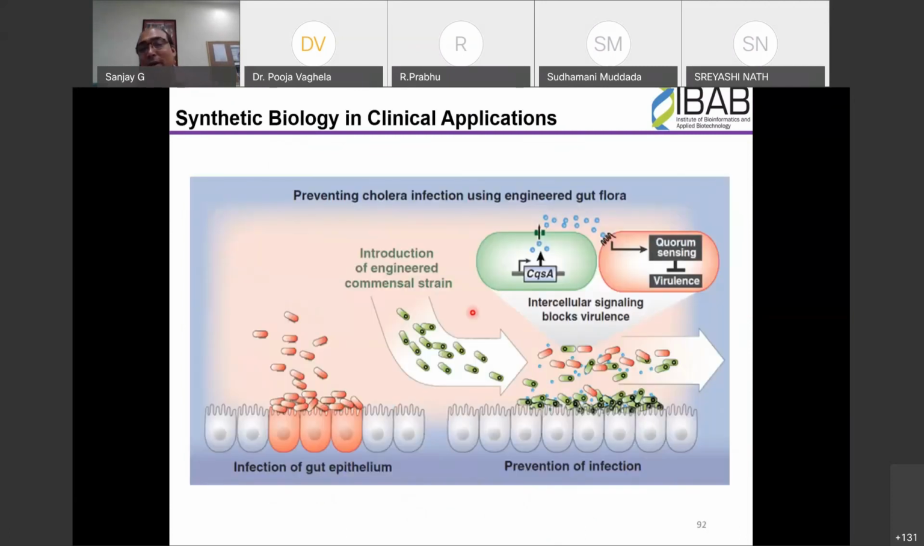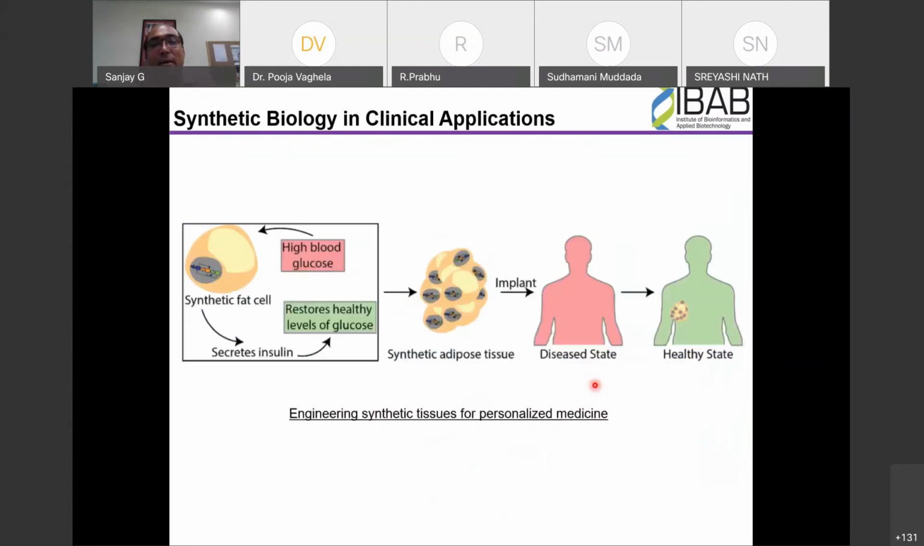One can also stop infections like cholera by making gene switches, where a good bacterium, once you take it like a probiotic, can remove the bad bacteria from the gut and thus cure a disease. Okay, I'm skipping all of that, but there is another near-future application.